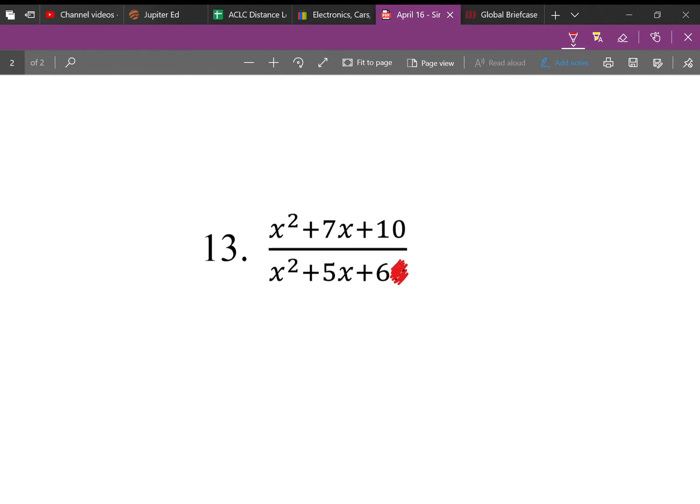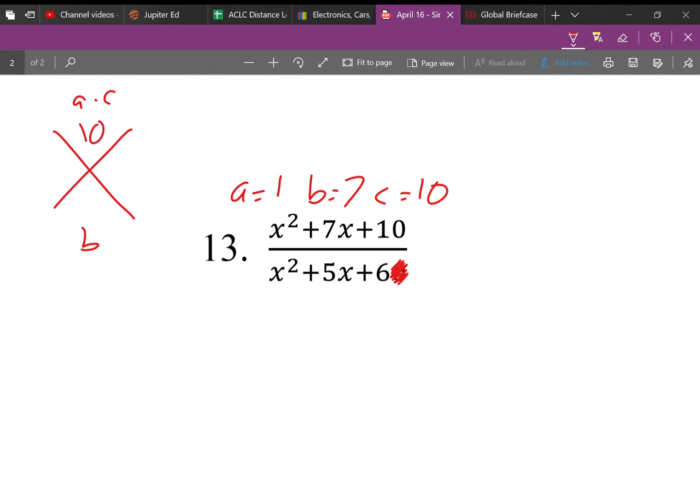And then from there, we are going to do what? Well, if I have a trinomial on the top and bottom, and I'm trying to simplify, I want to try to factor the top and bottom as well. So what do I have? A here is 1, B here is 7, and C is 10. I'm going to put that into an X with A times C at the top, B at the bottom. So 1 times 10 is 10 at the top. B is 7 at the bottom.